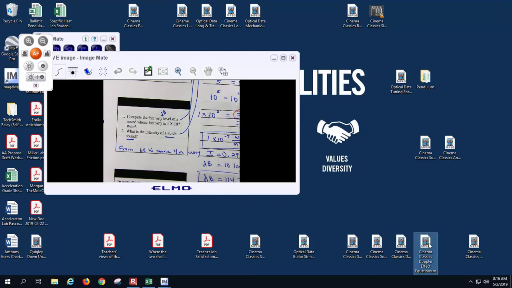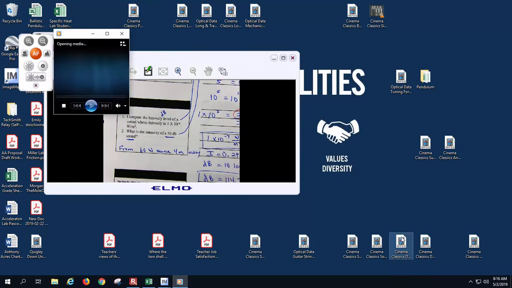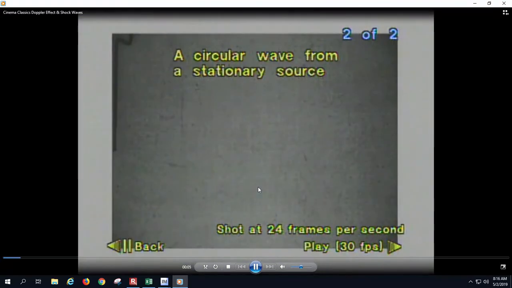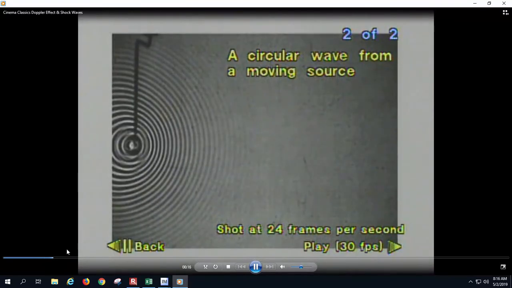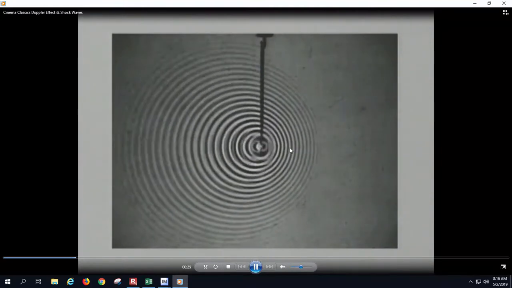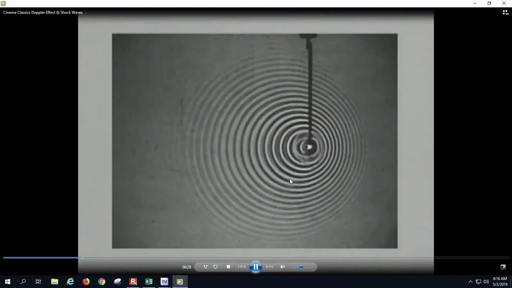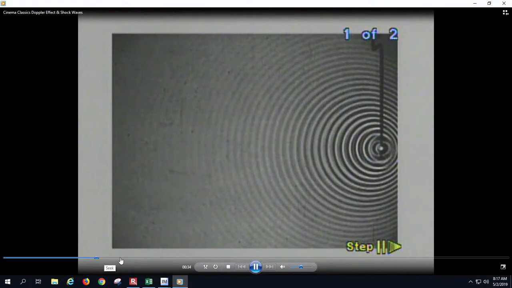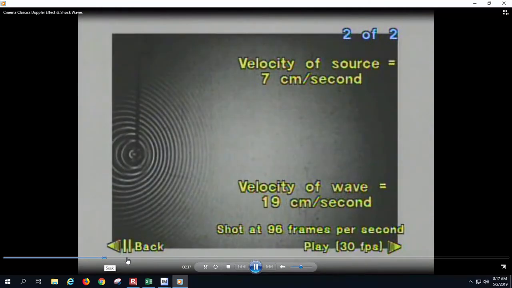One more I'll quickly show you. Essentially, this is the same thing. The wave moving out from a stationary source travels equally in all directions. This is just plopping water in a water tank. Notice how the wave fronts appear to pile up in front of the moving source and seem to spread out on the back side of the source. Higher frequency in front then, right?